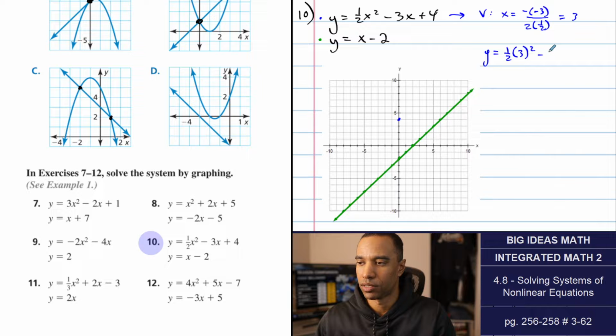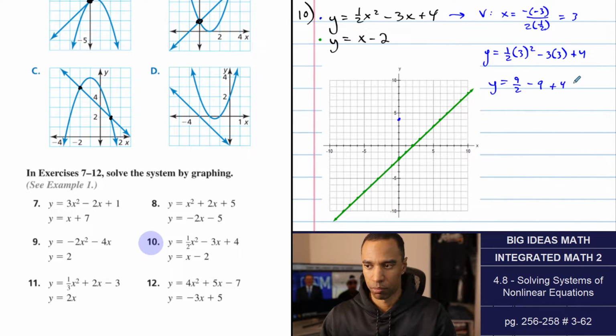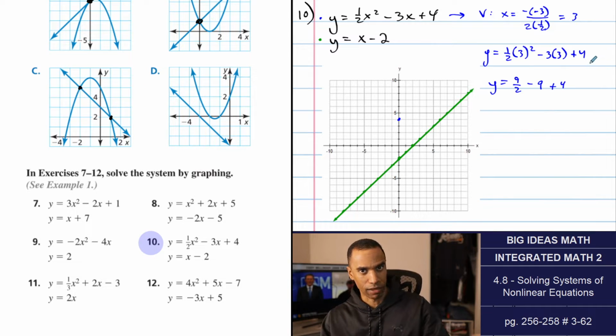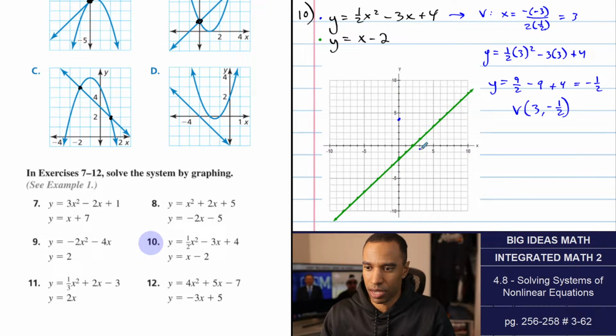The y value, maybe I won't do completing the square then. All right, so 3 squared is 9 divided by 2 is 9/2. So we have 9/2 minus 9, which is negative 9/2, plus 4. Negative 9/2 is negative 4.5. Plus 4 is negative 1/2. So you have a vertex at 3, negative 1/2. Okay, so 3, negative 1/2 like that.